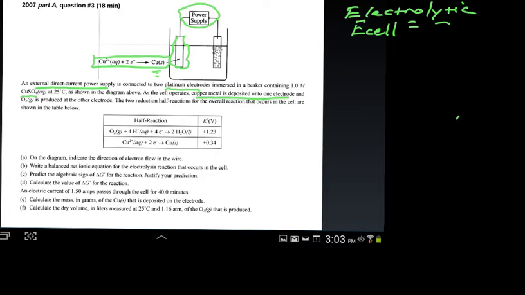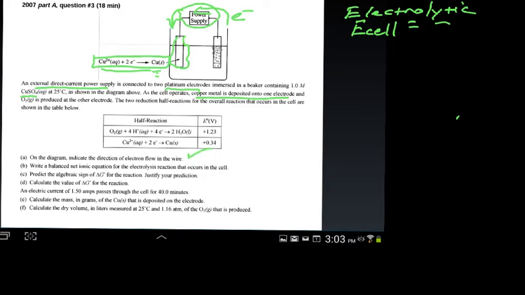Now, let's look down at A. On the diagram, indicate the direction of electron flow in the wire. Well, let's think about this. If the copper reaction is being reduced, that means it has to gain electrons. So we know that the electrons are going that way, sort of counterclockwise. So that would be the answer to A.